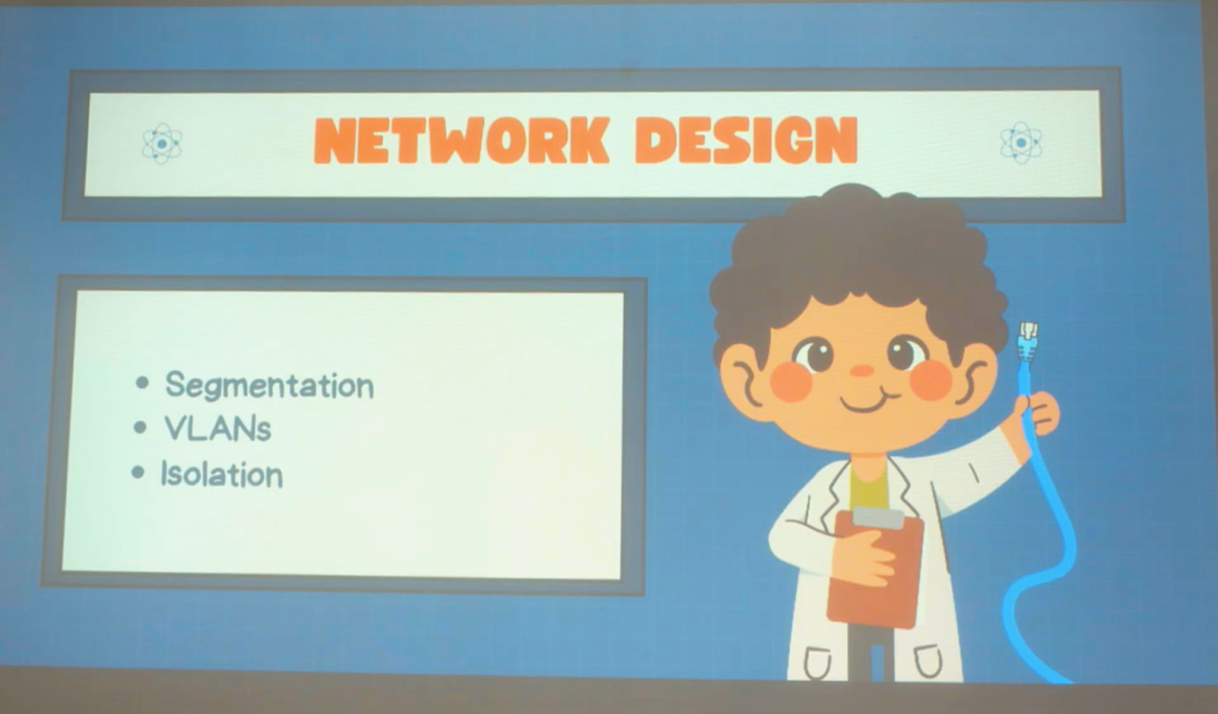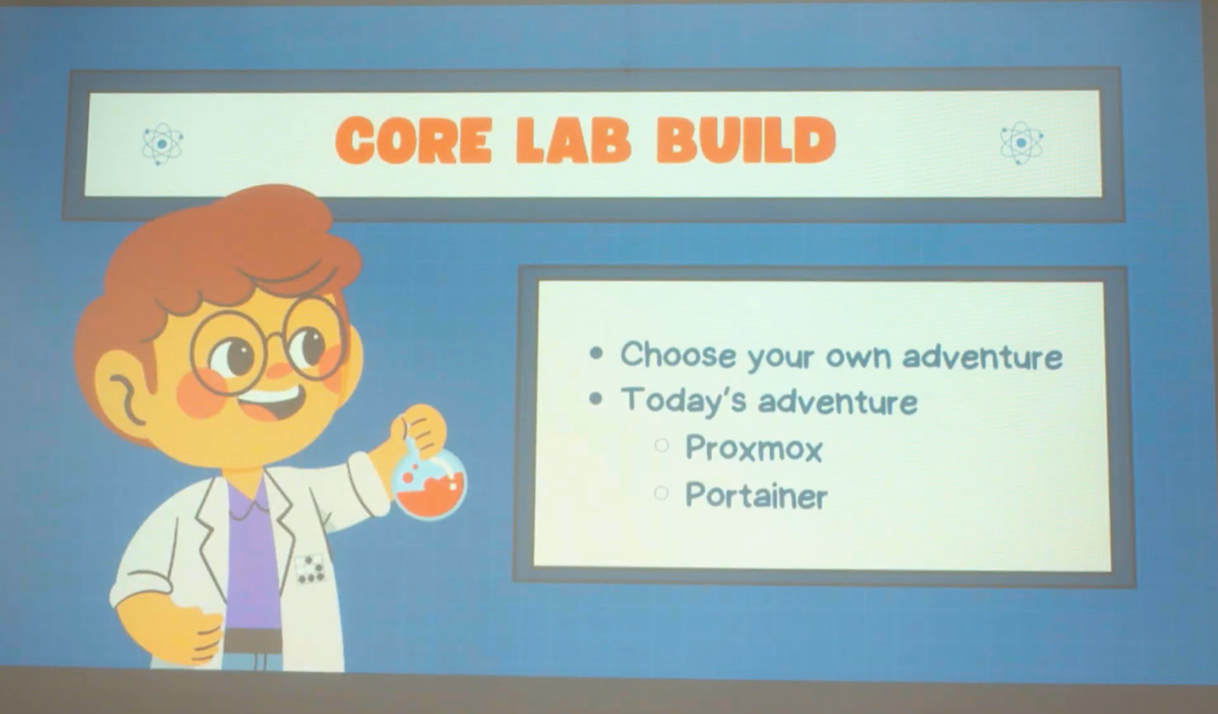Okay, so once you have some idea of your goals and your architecture and your layout, you're going to want to start your core lab build. So this is choose your own adventure, because this is going to have to align with your goals and what you want to get out of this. But I needed some sort of concrete example for you. So today's adventure, we're going to talk about Proxmox and Portainer.